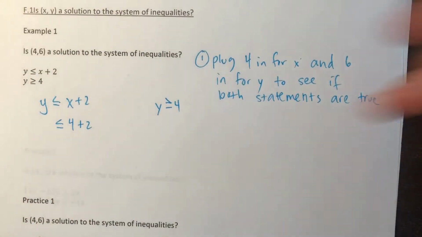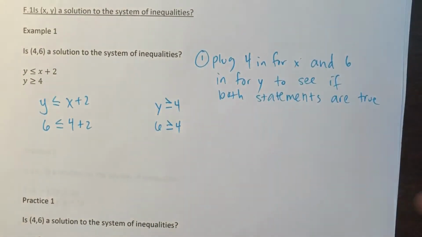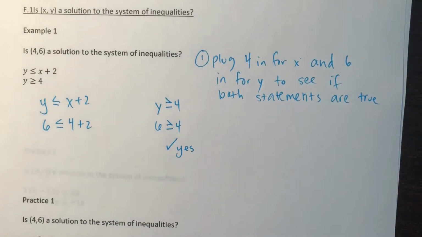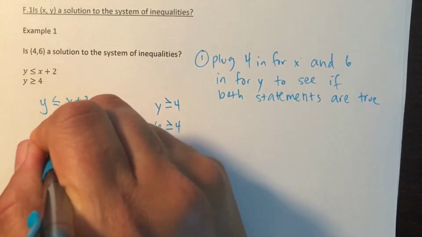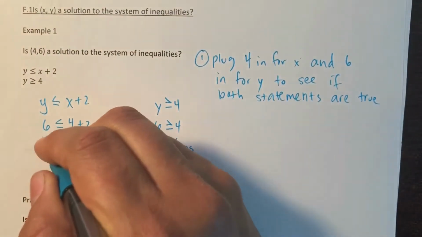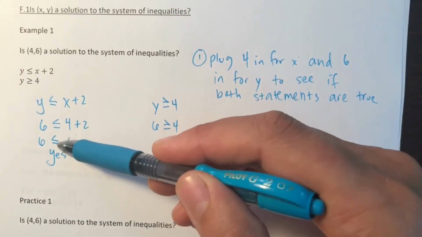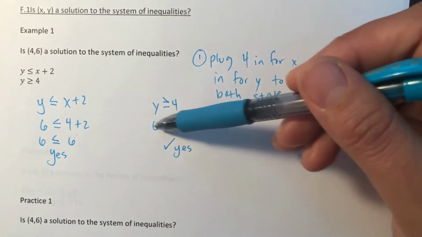and I'm plugging 6 in for y, I know that this is a true statement. 6 is definitely greater than or equal to 4. And 6 is less than or equal to 6 is also a true statement, meaning 6 is not less than 6, but it's equal to. Just like 6 is not equal to 4, it's greater than.